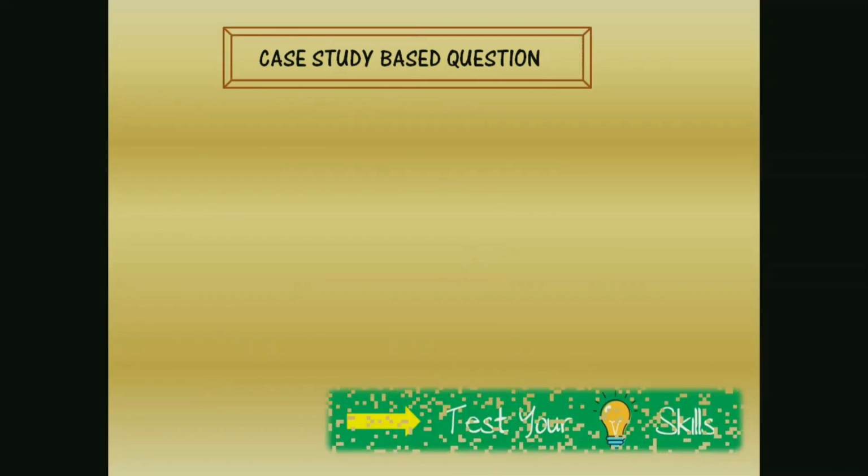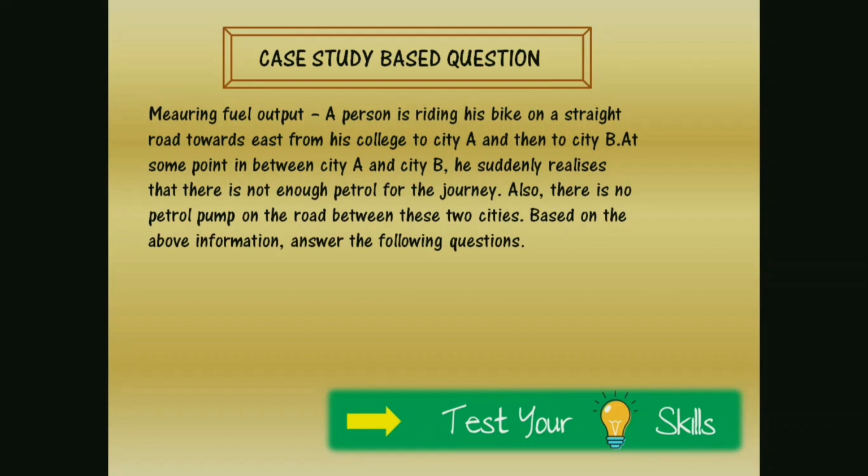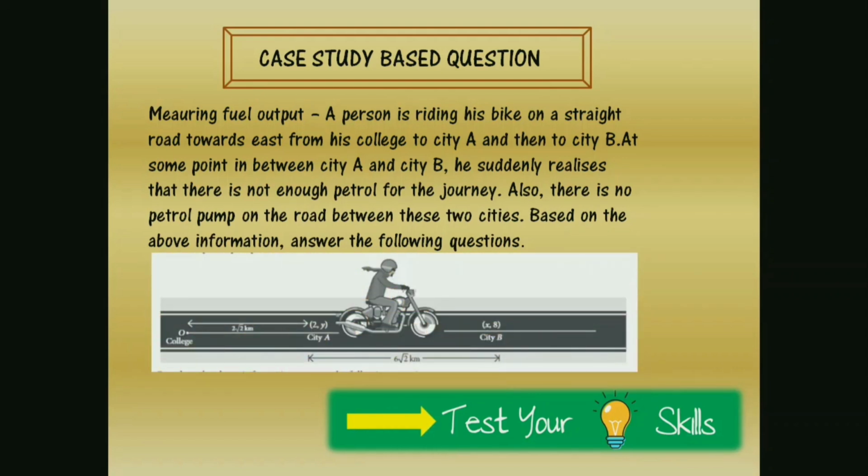Next, we are moving to the case study based questions. Measuring fuel output. A person is riding his bike on a straight road towards east from his college to city A and then city B. At some point in between city A and city B, he suddenly realized that there is not enough petrol for the journey. Also, there is no petrol pump on the road between these two cities. So, based on the above information, you have to answer the following questions.